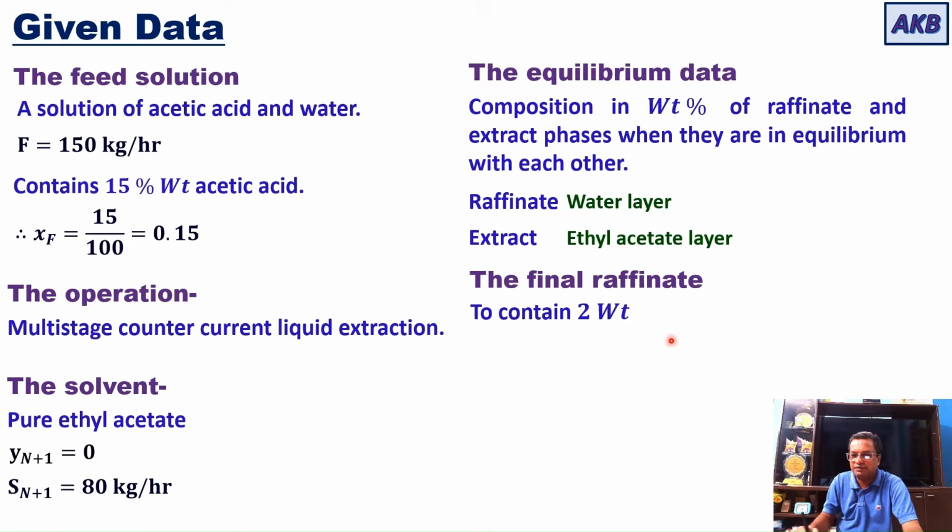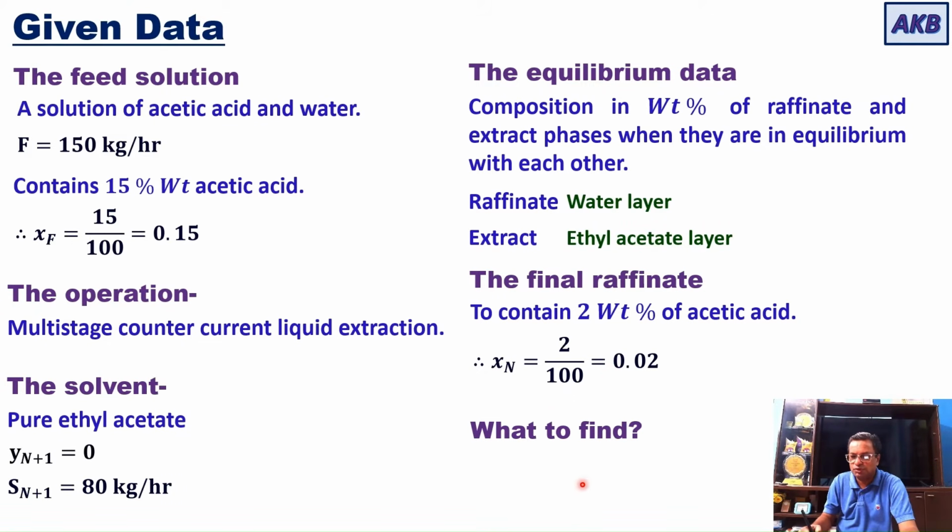And the final raffinate composition is given to us. The final raffinate is to contain 2 weight % of acetic acid. As per our notation, this is Xn. When you convert 2% to weight fraction, you divide it by 100. So that will give us Xn as 0.02. And what are we supposed to find?